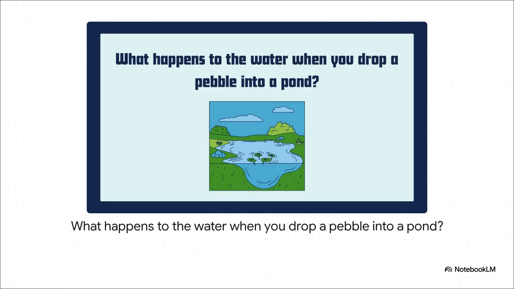Okay, to get us started, I want you to picture something. You're standing next to a pond, and the water is perfectly still. Now, you take a little pebble and toss it right into the middle. So what happens? You see those ripples spreading out in perfect circles, right? We've all seen it. But what is actually going on there? That simple question is going to be our launching point for today.